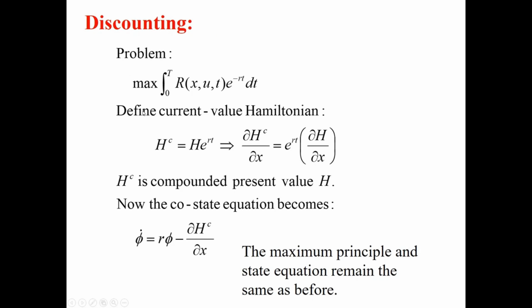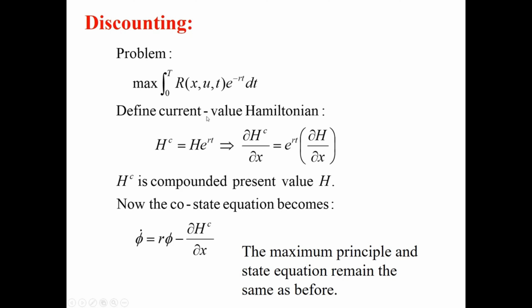Now, when you have discounting, economists discount, what we want to maximize now is the discounted value of net returns, which is given by this equation here. Again, we integrate from 0 to big T, but now we've got this element here, e to the minus rT, that we have to deal with.